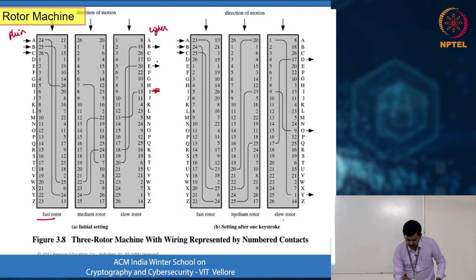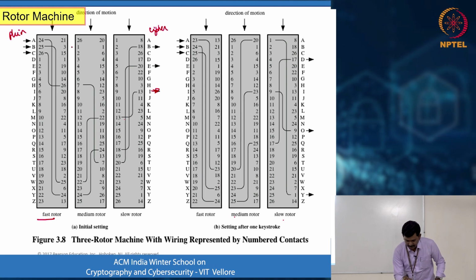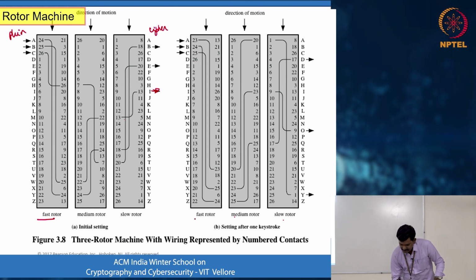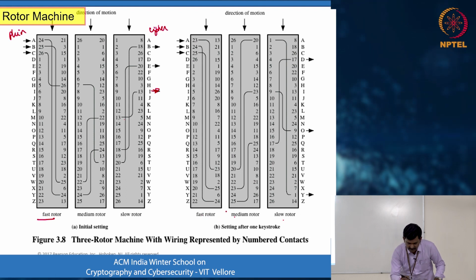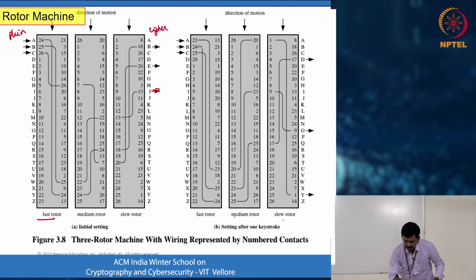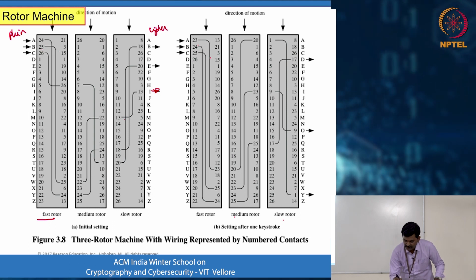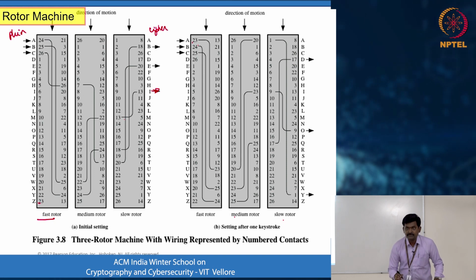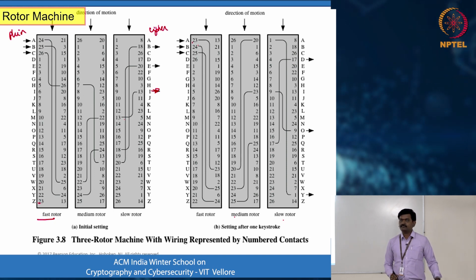So you see here, once A is entered, you get the output. Then what happens is your next keystroke, your fast rotor rotates. See here, what is the rotation that happened? 24 is moved to the next position. See here, 25 has moved to the next position. So second position is 25. Now it is the third position, right? Now what is the first position? The last position has come to the first position. Are you able to follow?